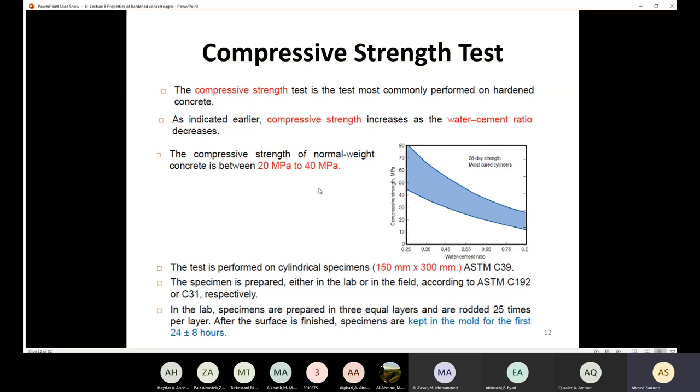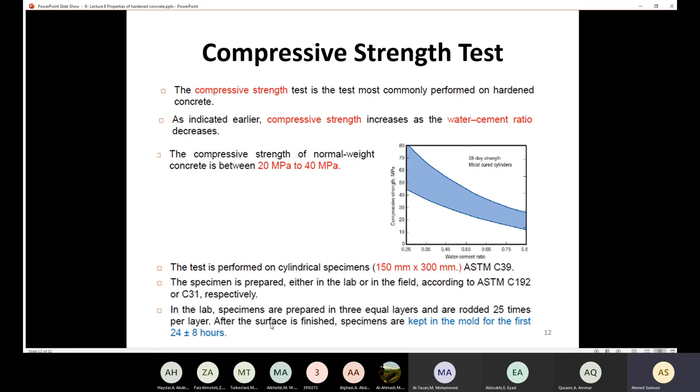The compressive strength of normal weight concrete is between 20 megapascal and 40 megapascal, of course, after 28 days. And according to ASTM, the American Society for Testing and Materials, standard C39, they perform the test on a cylindrical sample. It has a diameter of 150 millimeter and a height of 300 millimeter. The specimen is prepared either in the lab or in the field, according to ASTM C192 or C31 respectively. If you prepare the sample in the lab, you need to prepare three equal layers, each rodded about 25 times per layer.